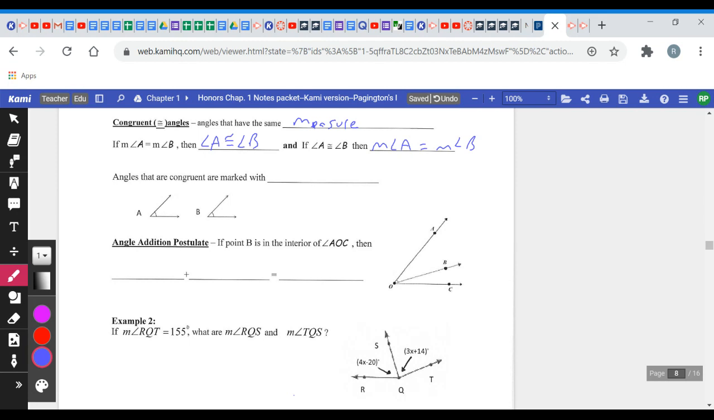All right, next thing says angles that are congruent are marked with the same number of arcs. You can call them arcs, or you can just call them marks like we did on the segments. So if I see one arc and one arc in the angles, then I know those two angles are for sure congruent. You might see angles that have 2 marks, 2 marks, and you would know then that was congruent, or 3 marks, 3 marks.